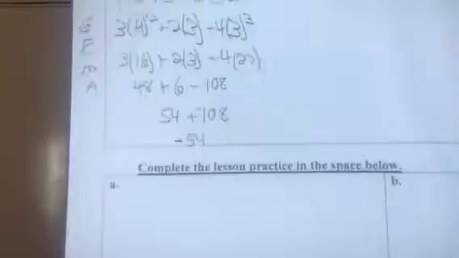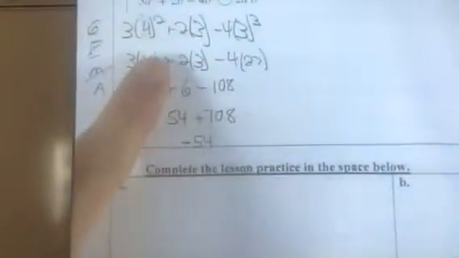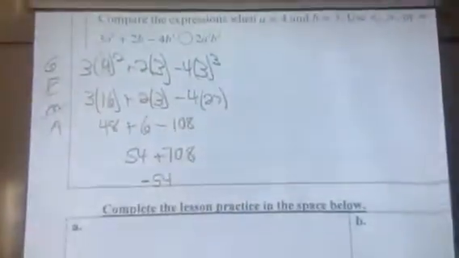So I'm going to subtract 108 minus 54, which gives me 54. Take the sign of the higher number. What's higher? 108. So I'll take the sign of that, so that's a negative 54 there. Now, I am not done. I've evaluated this first expression, but now I've got to evaluate the second expression.